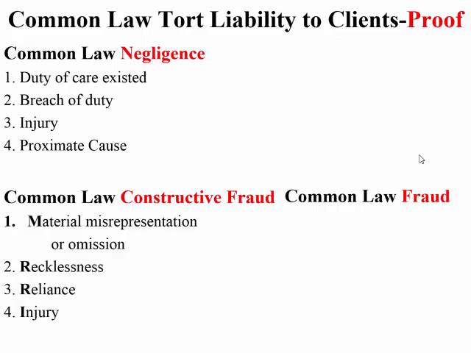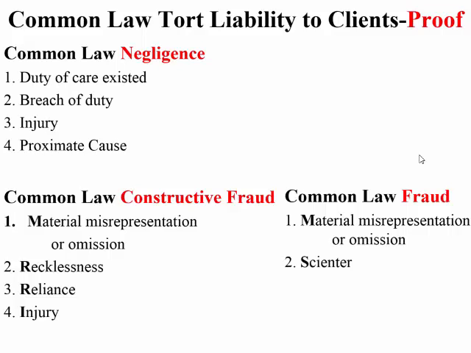If we look at common law fraud, again, it's going to be the exact same thing with the exception of 2. Instead of recklessness, it's going to be intent. So a material misrepresentation or omission. What do we call intent? We said that's scienter, reliance, and injury. And so what some people use is a mnemonic to remember what you need to prove under constructive fraud and fraud: for fraud, we have Miss Re, like Mrs. Re, and for constructive fraud, it's Mr. Re.